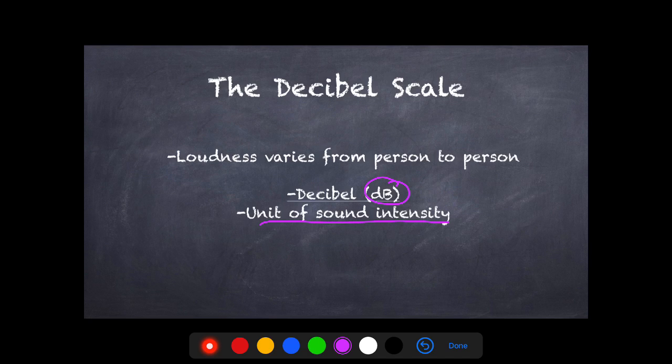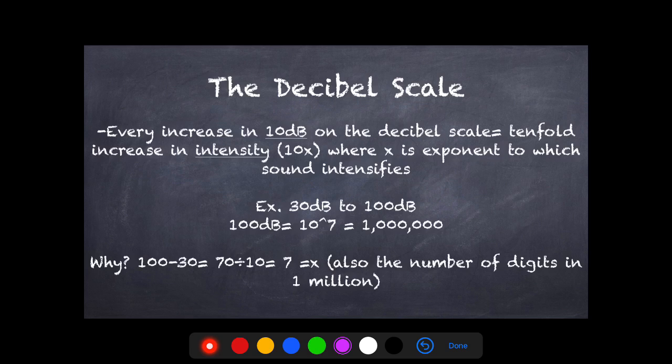It is a unit of sound intensity, also abbreviated as lowercase d, uppercase B, like this. And depending on the type of person you are, you may be sensitive to some decibels. If you're sensitive to, say, a decibel around 55, somebody else could be like, oh, that's nothing to me. Or other people could be like, wow, that's super loud, but you're like, no, it's not. So it really depends on person to person how loud something is. No one's going to have the same scale on what they determine to be loud.